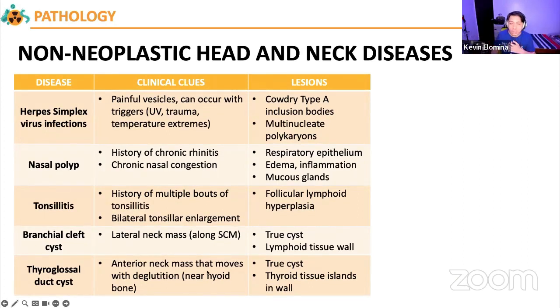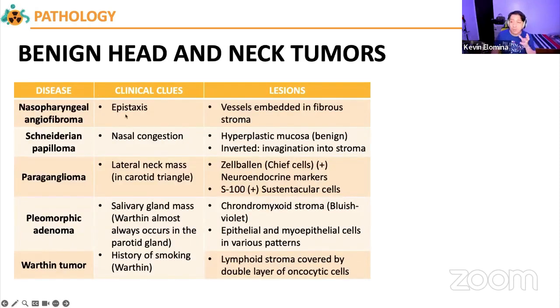Now, for your thyroglossal naman, imbis na lymphoid, thyroid tissue ang nandun, and it usually presents here, no, anterior neck mass that moves with deglutition and usually close to your hyoid. Okay. Now, the nasopharyngeal angiofibroma, it has angio in it. So, ibig sabihin may blood vessels yan. So, it can present with epistaxis. Okay. Your Schneiderian papilloma naman, it looks like a nasal polyp grossly, but then you see your mucosal hyperplasia. Okay.